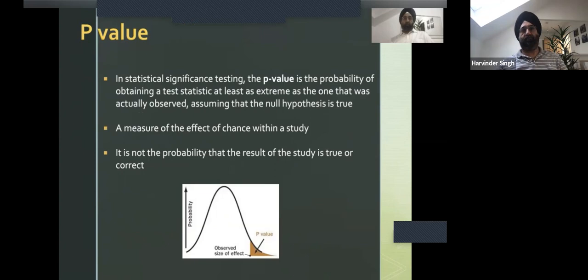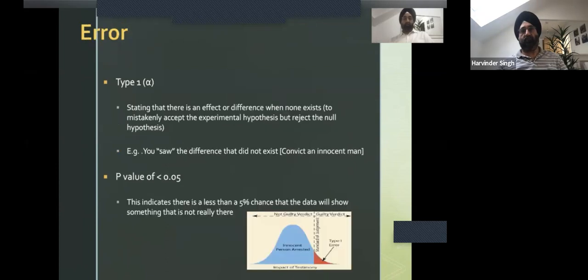And most of the time it is taken as 0.05, which is the probability that the test statistic will at least be in that extreme 5% of the population, assuming that the null hypothesis is true. This is where you're likely to lie in that small 5% by chance. It's not the probability that the result is true or correct. Sorry, it is not the probability the result is true and correct in that last 5%.